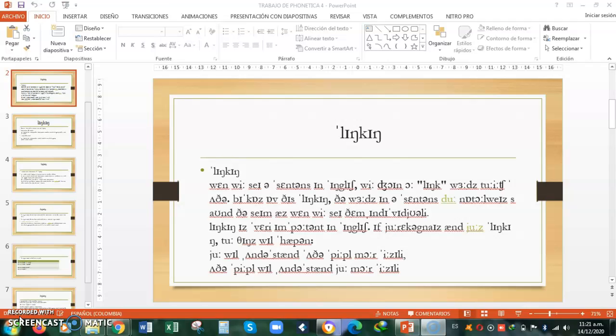To understand linking, it's important to know the difference between a vowel sound and a consonant sound. For example, the word pay has a consonant letter with a vowel sound.